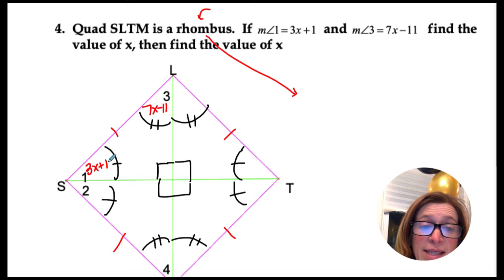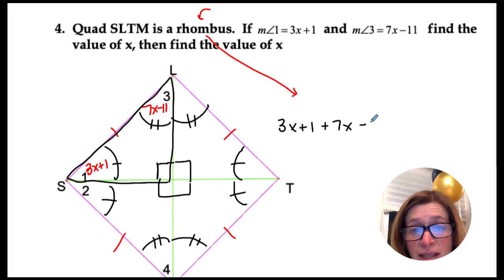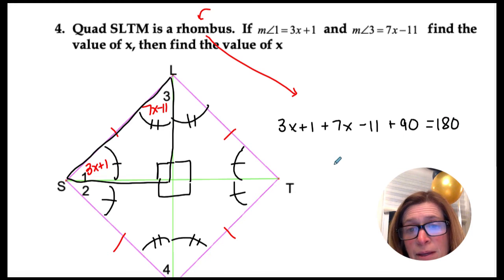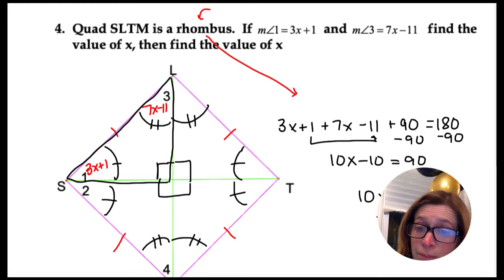All right, well, I can see then that 1 and 3 are not equal, but they actually are part of a triangle. So that means that they have to add to 180. So 3x plus 1 plus 7x minus 11 plus 90 equals 180. So that gives me 10x. I'm going to add these guys, and that gives me negative 10. I'm going to subtract the 90 because it's just easier. So 10x minus 10 equals 90. 10x equals 100. And therefore, x equals 10.